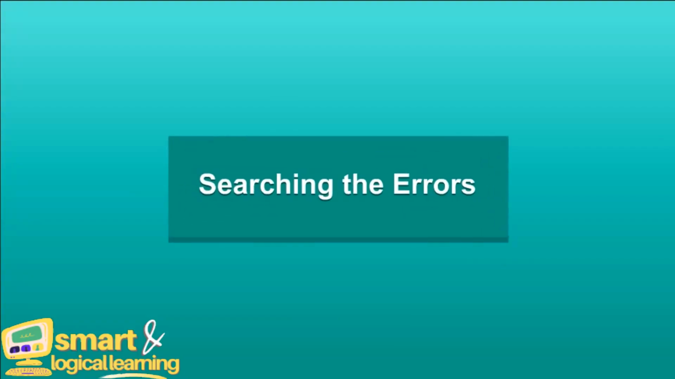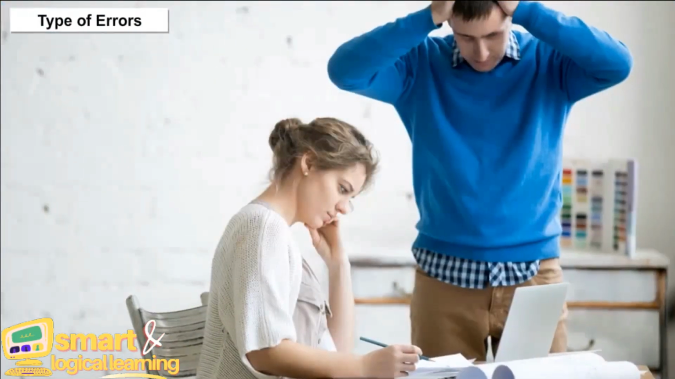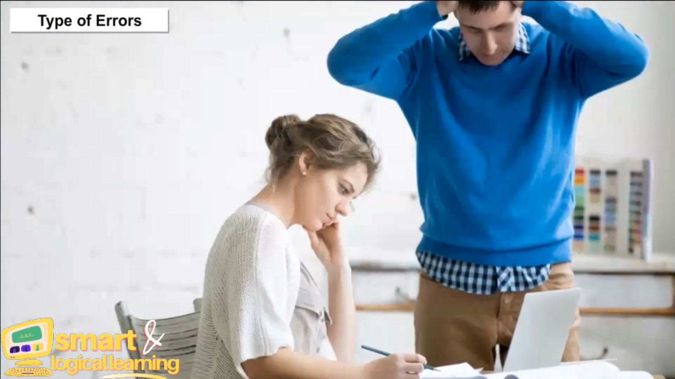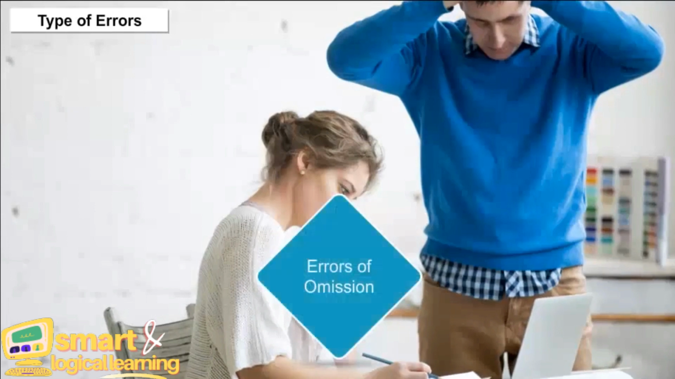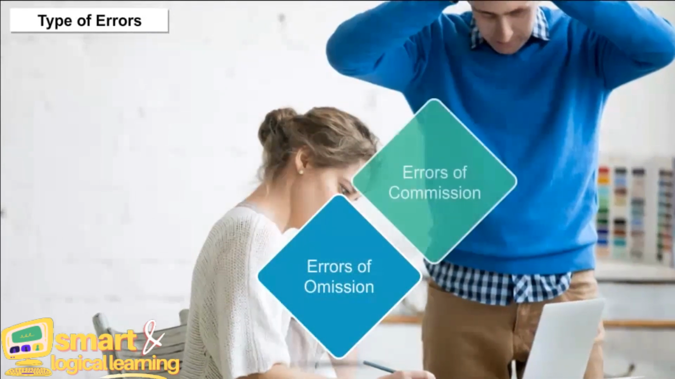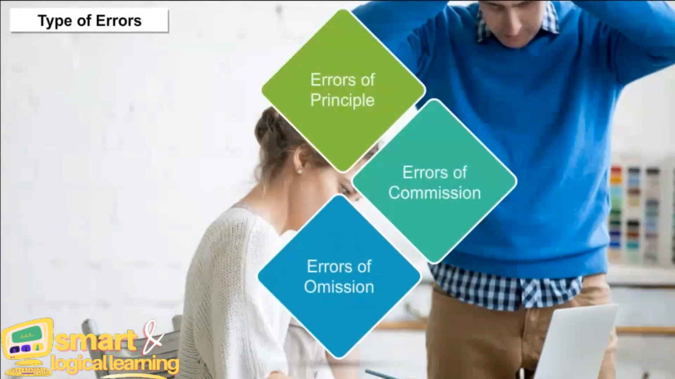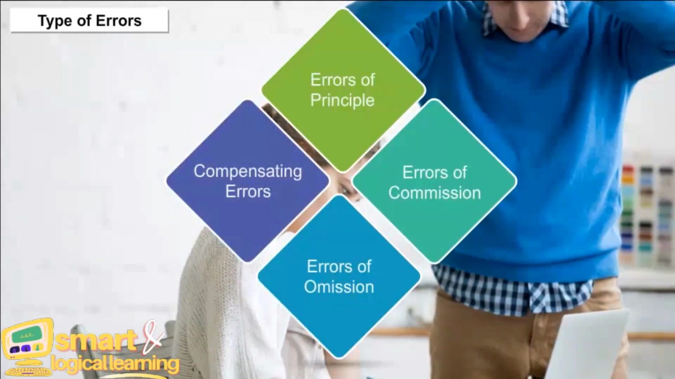Searching the errors. Types of errors. 4 types of errors are listed below: errors of omission, errors of commission, errors of principle, compensating errors.